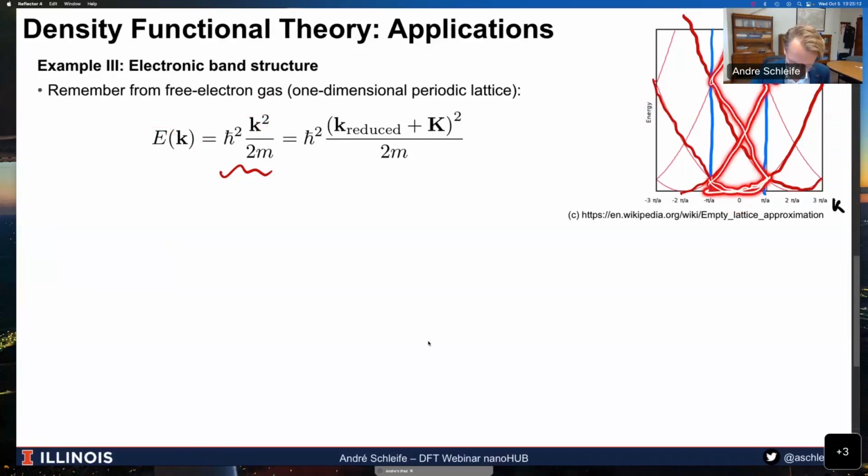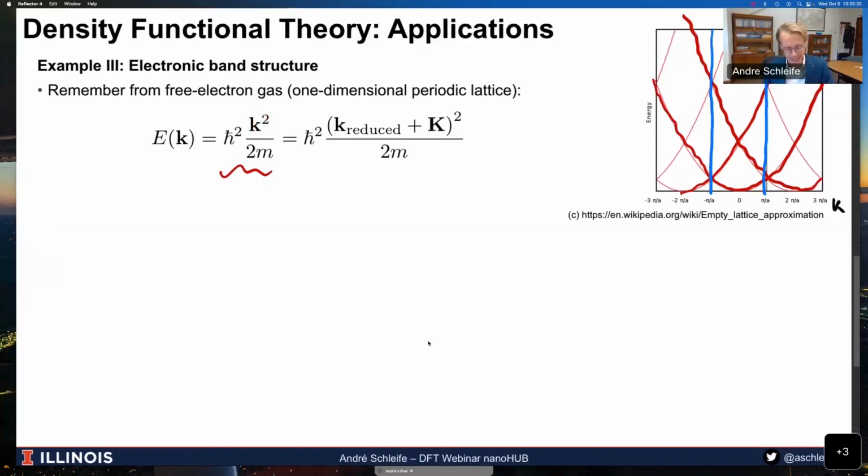The lowest one comes from within the Brillouin zone. The next thing here comes from the two adjacent Brillouin zones, and so on, right? So you get all these bands in your plot. But that's what a band structure is. It's just the energy as a function of k. All right, so that's one dimension and free electron gas.